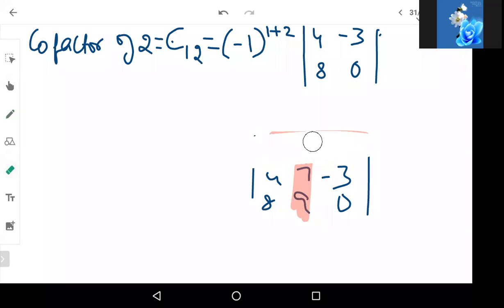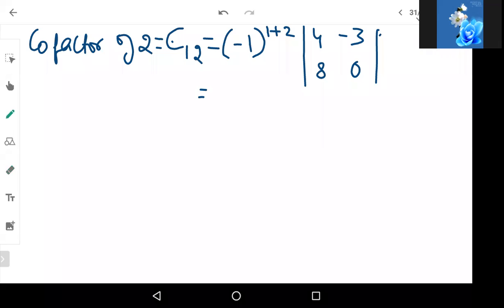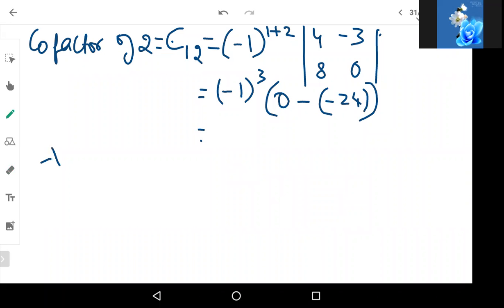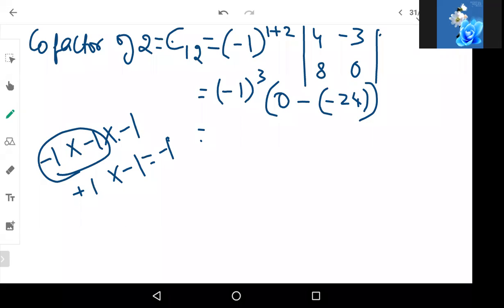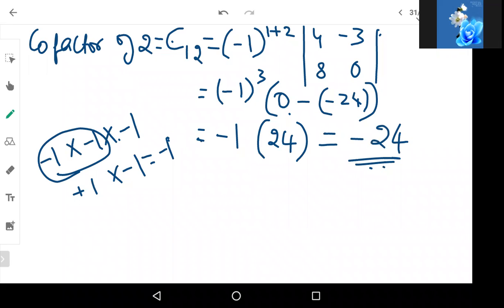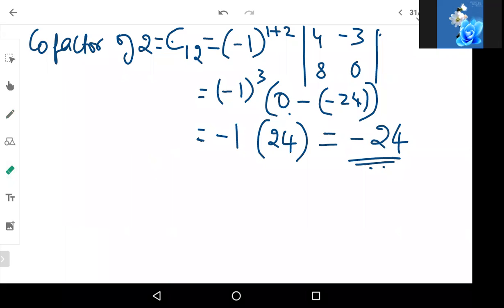Now find the value of this. Minus 1 to the power 3, and the determinant: 4 into 0 is 0, minus of 8 threes is 24, so you will get minus 24. So minus 1 into minus 1 into minus 1: minus 1 into minus 1 is plus 1, plus 1 into minus 1 gives minus 1. So you will get minus 1 into 0 minus of minus 24, which is plus 24. So the total value will be minus 24. It's not plus, it is minus. Be careful with the multiplication of this minus 1, then you'll get the right answer. So this is the cofactor of 2.